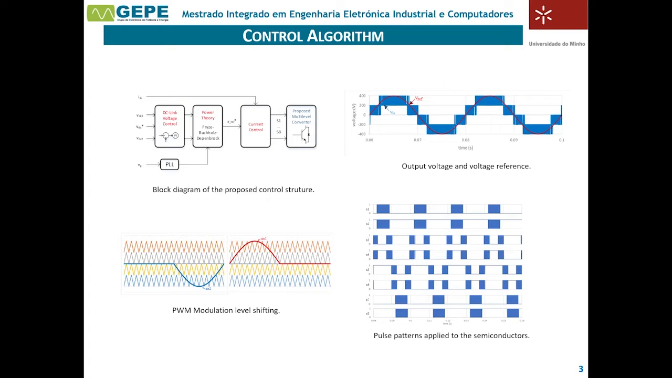It starts by calculating the necessary power to properly control the DC links. Then the FPD power theory is applied, which allows calculating the grid current reference, resulting in a PLL because the grid voltage can be distorted. The top right image presents 5 different levels produced by the converter as well as its reference, which results from the output of the control algorithm. Lastly, the bottom right figure presents the different pulses which are applied to the semiconductors in order to be able to generate the 5 output levels.